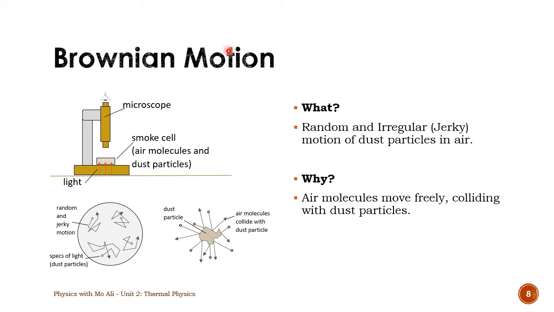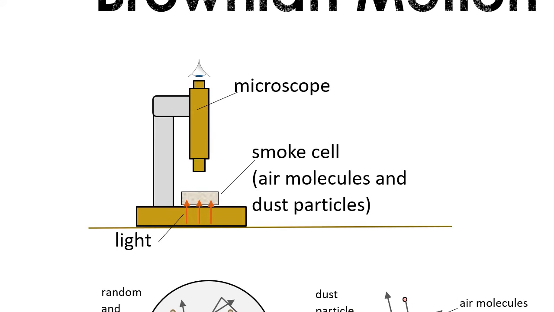Now we're going to talk about gases, and the first thing we want to talk about is something called Brownian motion. Brownian motion is quite simple. If you take a smoke cell, which is basically just a glass box with smoke inside.